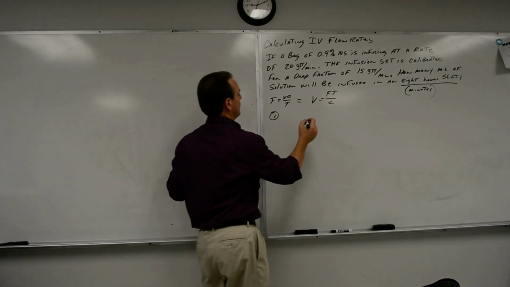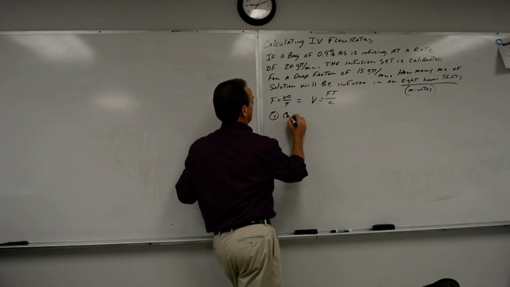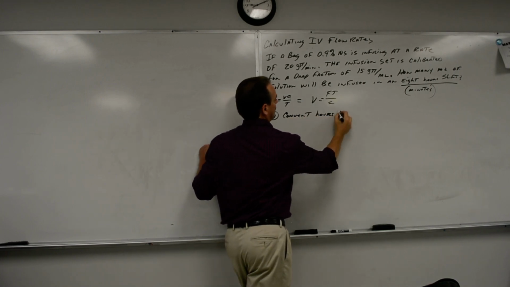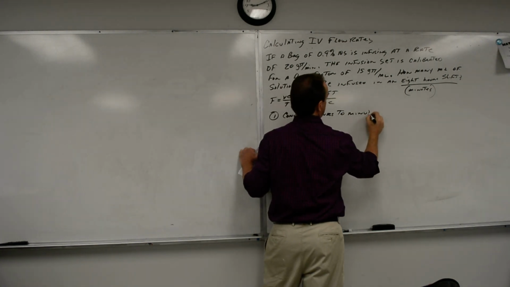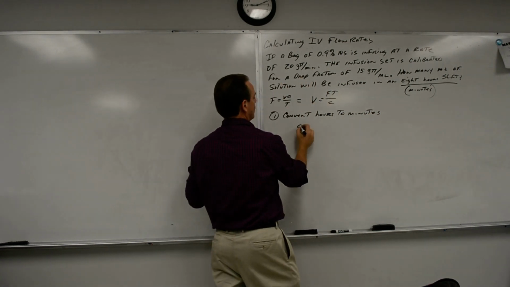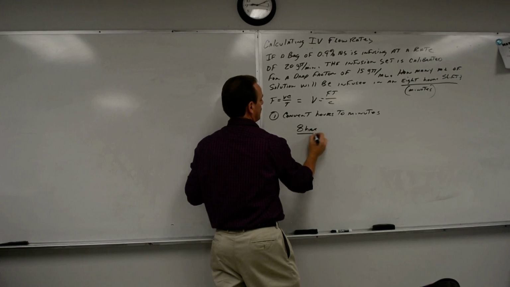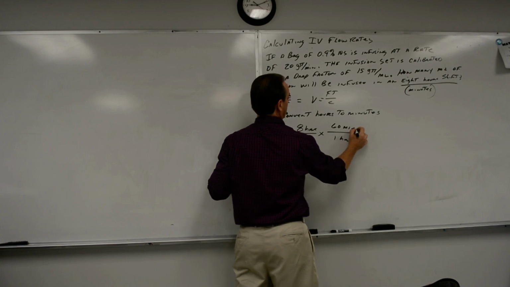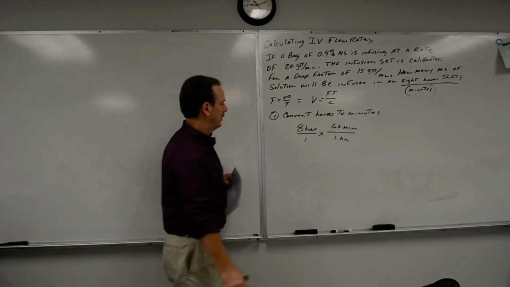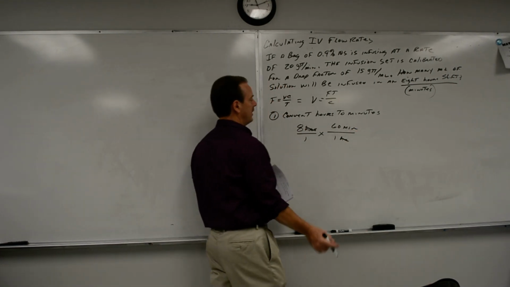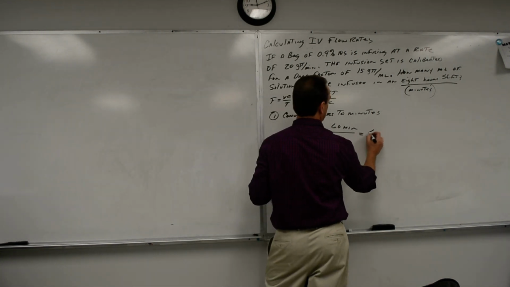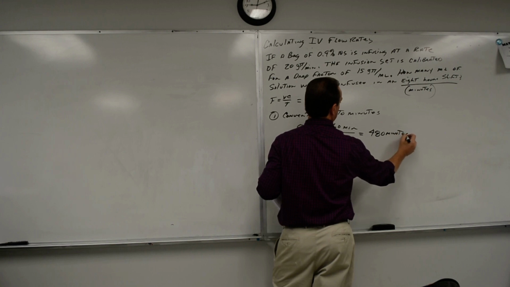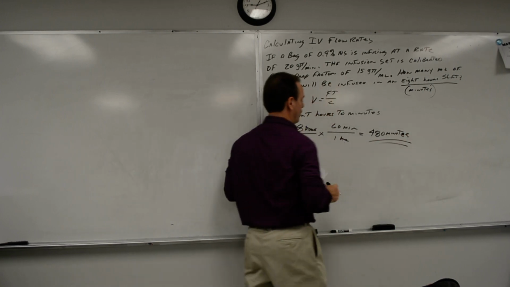So an 8-hour shift is, so we'll say convert hours to minutes. All right, so we got an 8-hour shift, so this is 8 hours. I use dimensional analysis, 1 hour is 60 minutes. In this situation, the hours cancel, we're left with minutes. 8 times 60 is going to be 480 minutes. So we're going to use that in our equation.